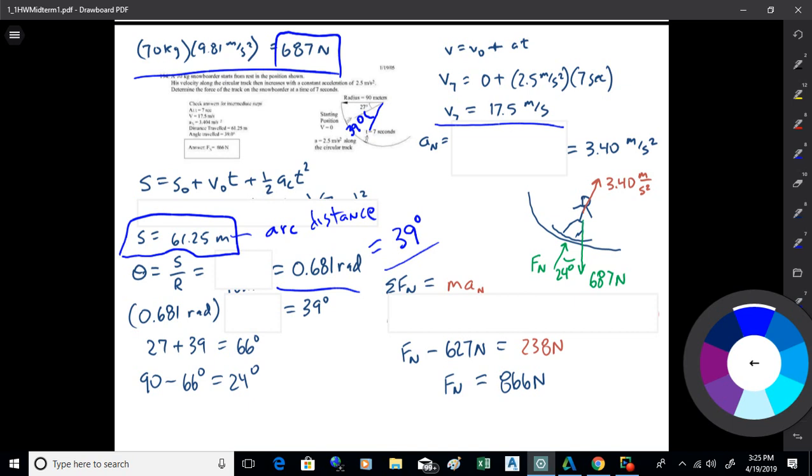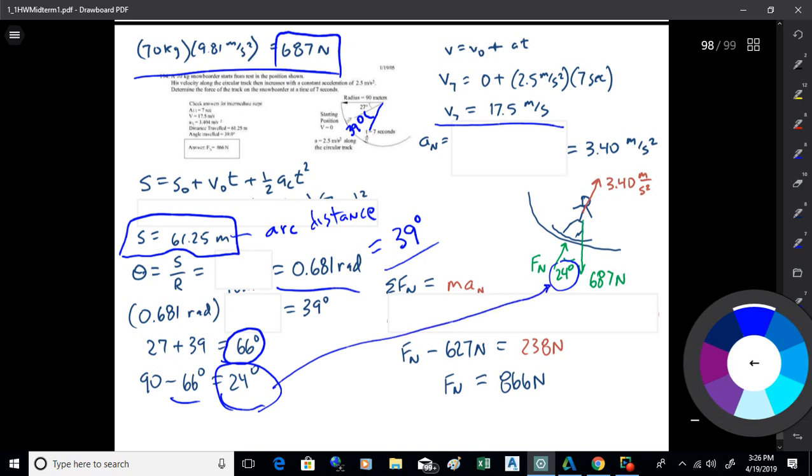All right, so now I know where the snowboarder's at, because I've got that original 27 degree angle and I add the 39 to it and I get 66 degrees. I can take that away from 90 and get 24. That gets me that angle right there.